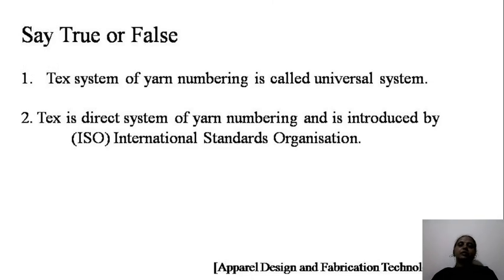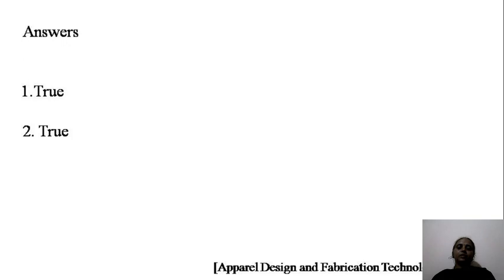Say true or false: the tex system of yarn numbering is called the universal system. Next, tex is a direct system of yarn numbering and was introduced by ISO, the International Organization for Standardization. Are these two statements true or false? Tex system is called universal, correct, it is true. Tex is a direct system of yarn numbering, also true. Both statements are true.